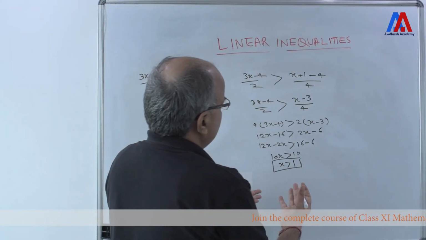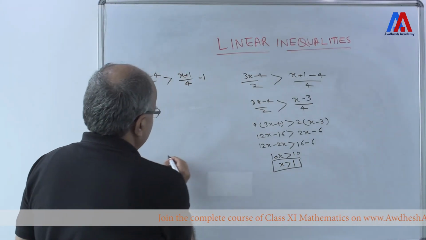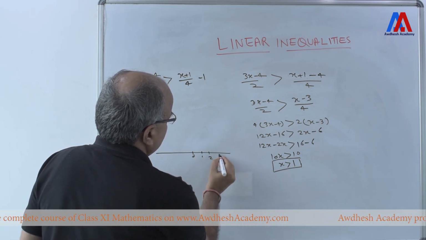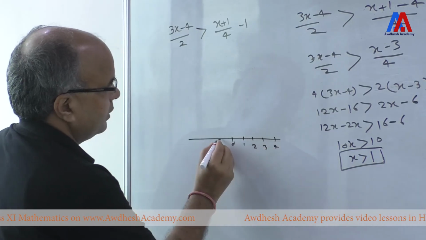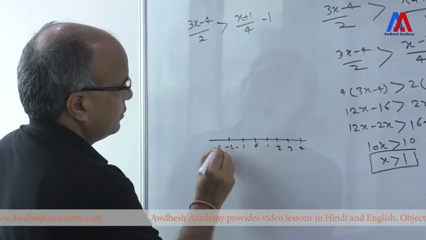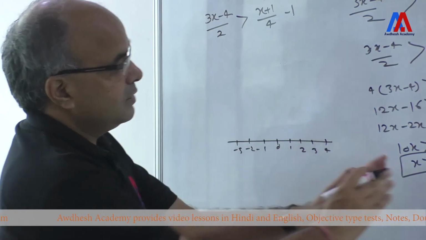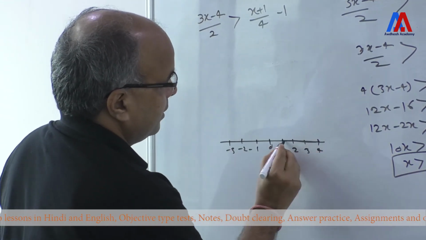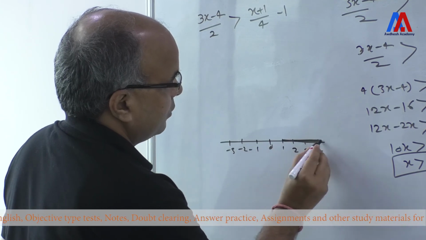So we have to show the solution on the number line. The number line we can write like this: 0, 1, 2, 3, 4. On this side we have minus 1, minus 2, minus 3 and so on. So this value is going to be greater than 1. That means this is going to be represented in this particular area.